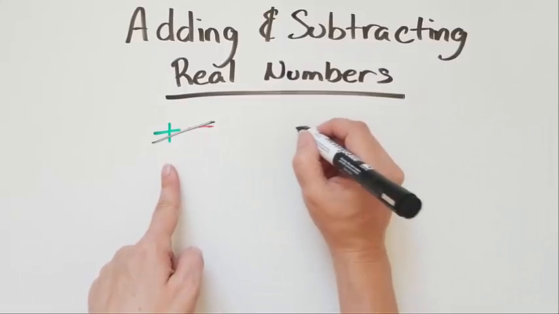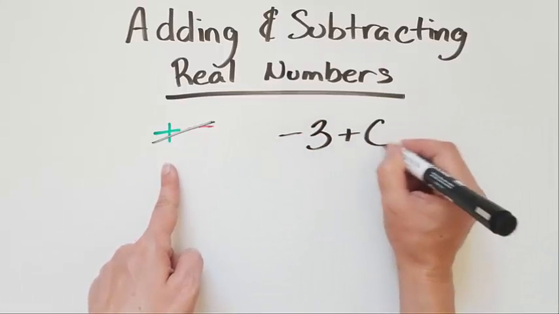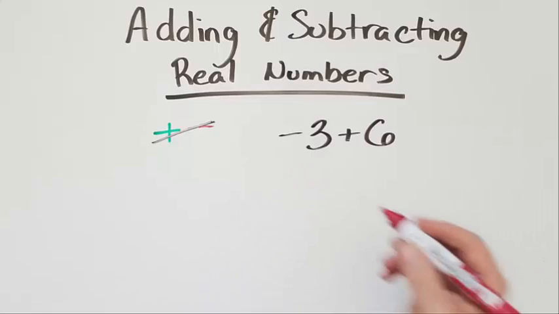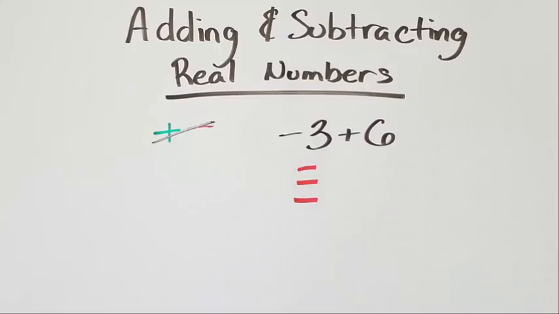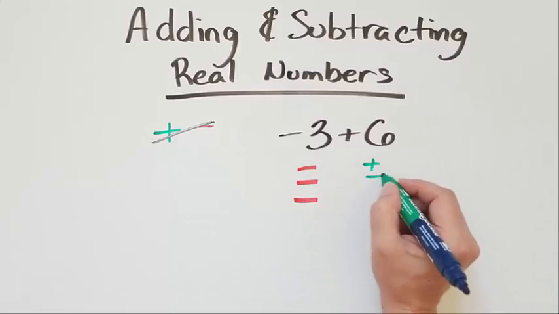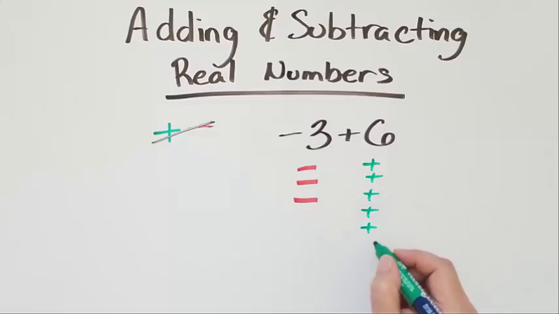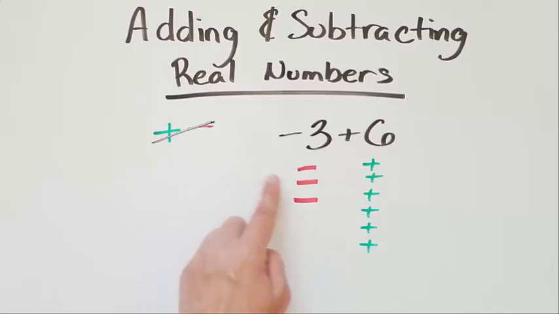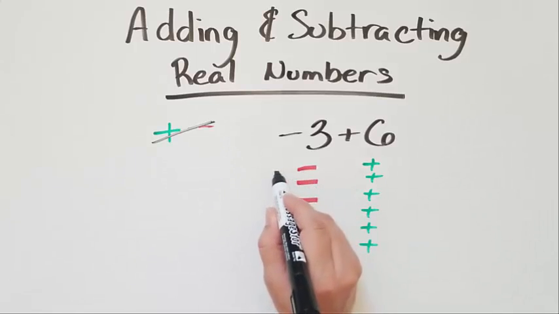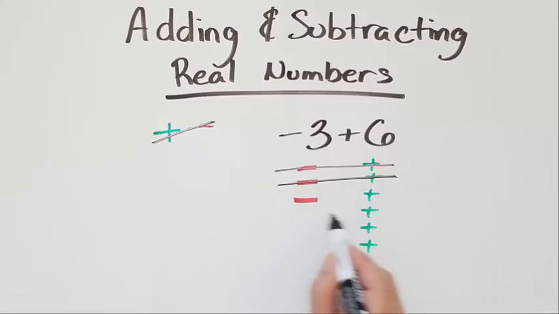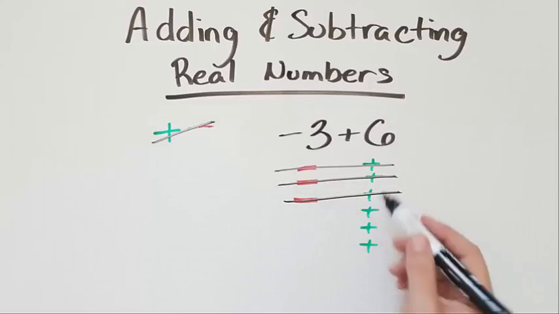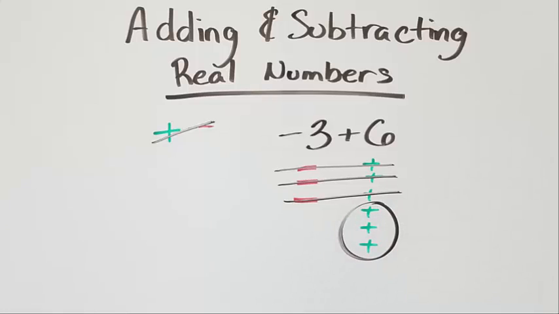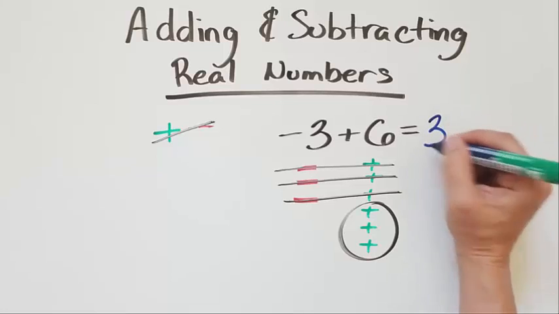Let's use this idea to solve the problem -3 plus 6. -3 means I have 1, 2, 3 negatives. This is a positive 6, which means I had 1, 2, 3, 4, 5, 6 positives. As we learned, for every time you can group a positive and negative, they cancel each other out. So there's 1 group, 2 groups, 3 groups. They cancel each other out. This is what is left over. That would be our final answer. So our final answer is a positive 3.